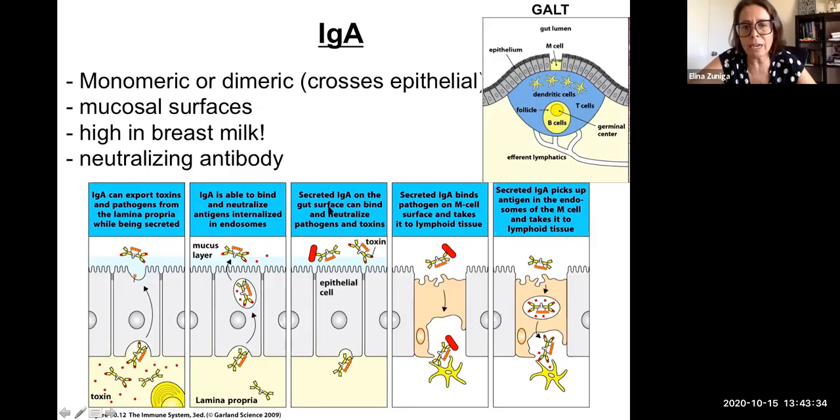So the secreted IgA on the gut surfaces, or in the case of the baby, the IgA that is drunk via the milk, can bind and neutralize pathogens and toxins in the lumen of the gut. And then we already mentioned how it can pick up antigens either in the lumen or in the endosome of M cells and bring them to the lamina propria for the dendritic cells to use them to present antigens to the T cells, as we learned here, which was important for the gut and activation of T cells in the gut-associated lymphoid tissue.